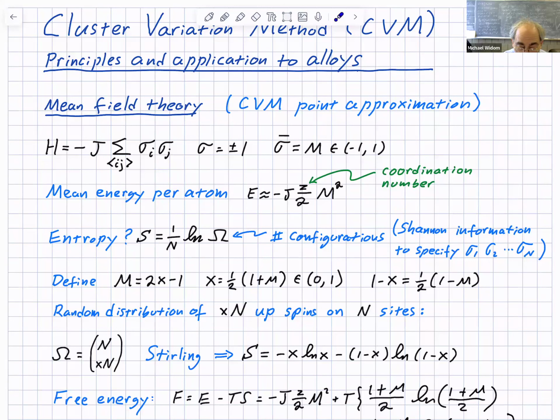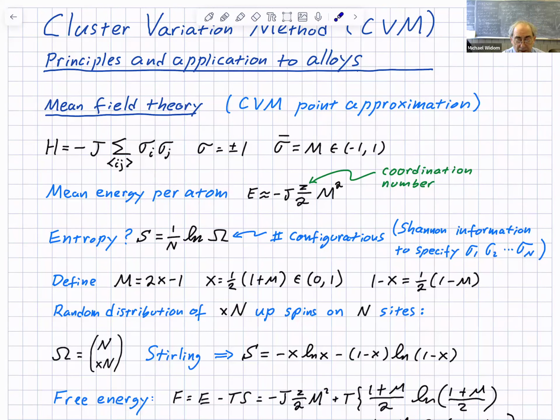Okay, and then when you sum over all the spins i, that gives a factor of the number of spins N, so per spin we get this energy, which is minus J, the number of bonds per spin times the square of the magnetization. So that's the mean energy, and I've already introduced now the mean field, which is the magnetization.